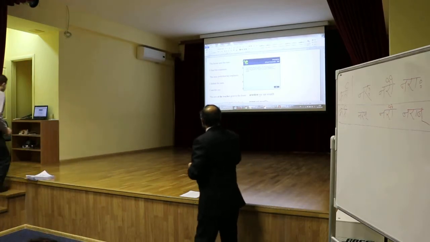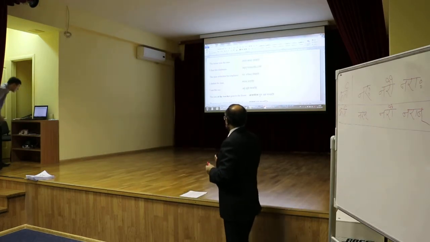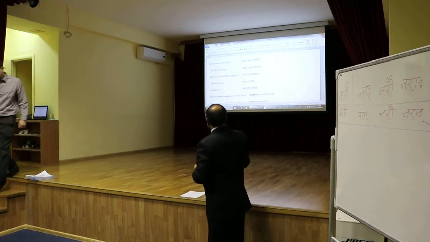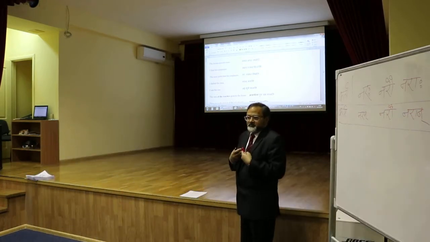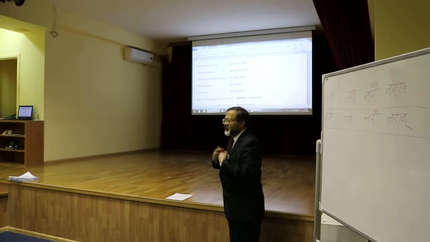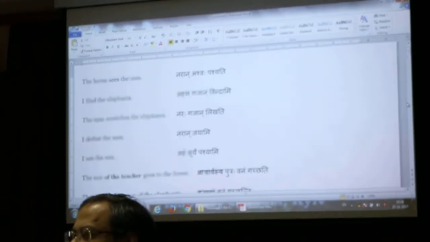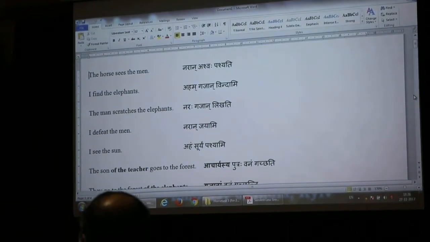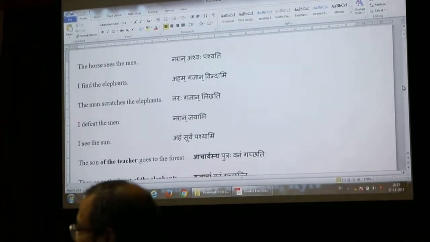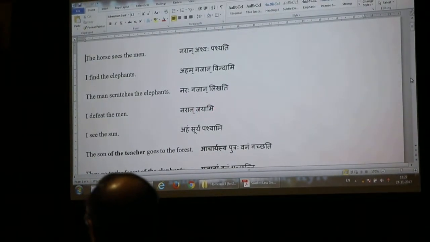Okay, the next one is: I defeat the men. They have left out aham here because the moment you say jayami, of course it means aham. Jayami means aham jayami. So in this particular sense, they have given you another example of another way of writing. Aham naram jayami. But aham is irrelevant because the moment you say jayami, it becomes aham. There is nowhere else jayami will come with this LD.